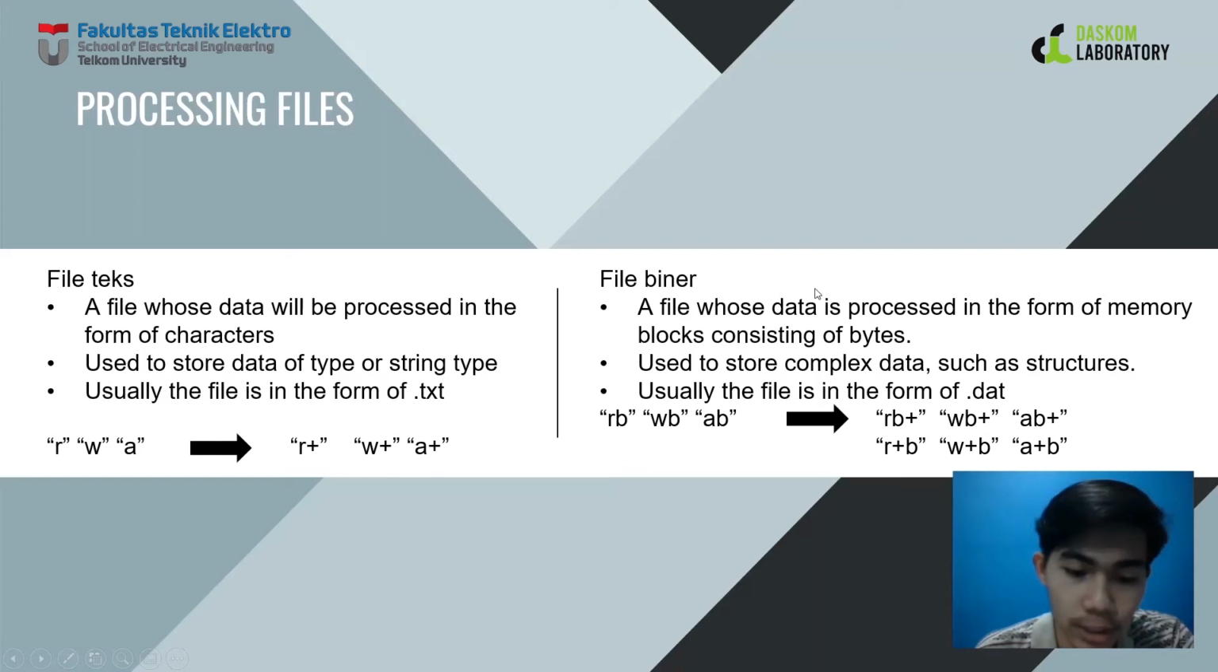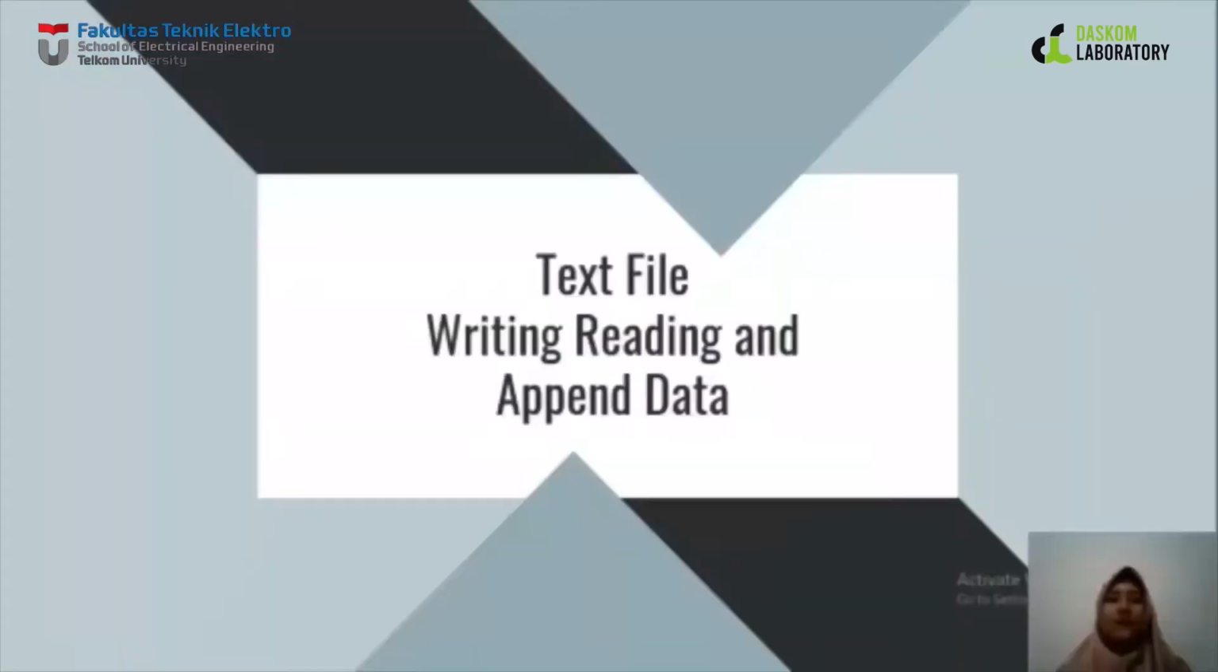For the modes used in a text file, we use R, W, A, and the update modes R+, W+, and A+. But in a binary file, we add B at the end of each mode, such as RB, WB, and AB. For the update mode, we can use plus at the end of the mode or in the middle like this.